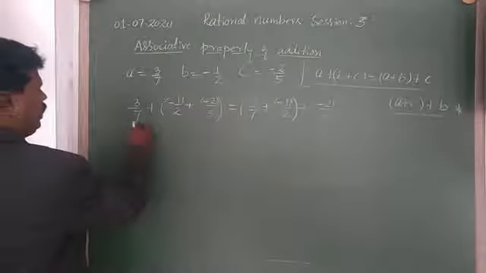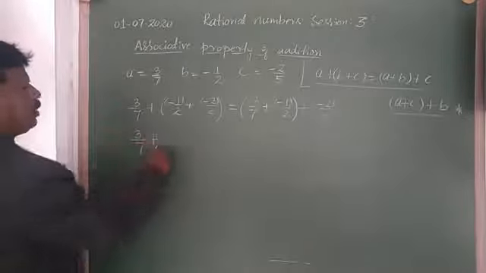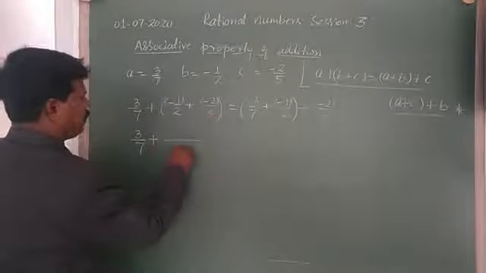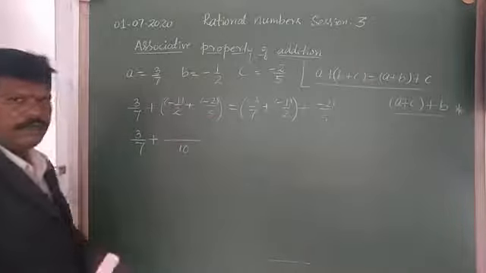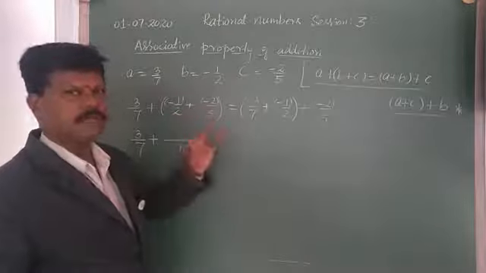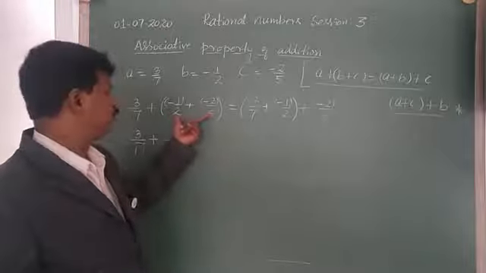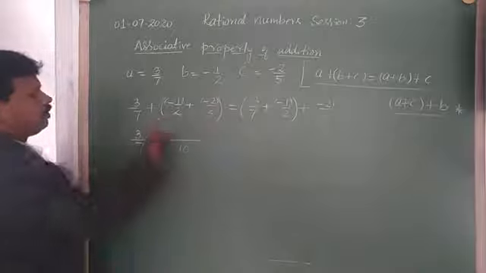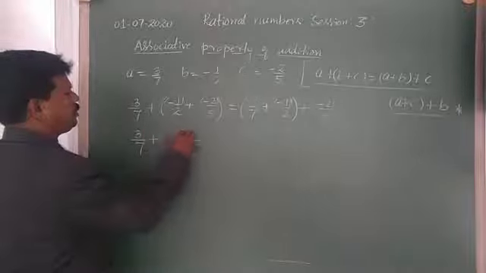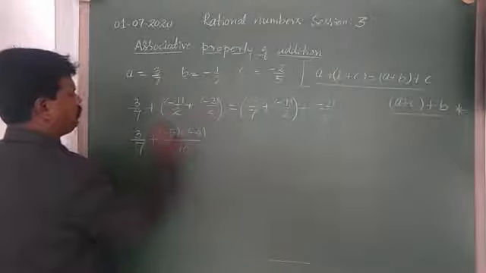Now here you write 3 by 7 as it is, plus, take the LCM of 2 and 5, that is 10. 2 is prime, 5 is also prime, so the LCM of prime numbers is their product itself. So 2 fives are 10. Now cross multiplication: 5 into minus 1 is minus 5, plus 2 into minus 2 is minus 4. So this is minus 9 by 10.